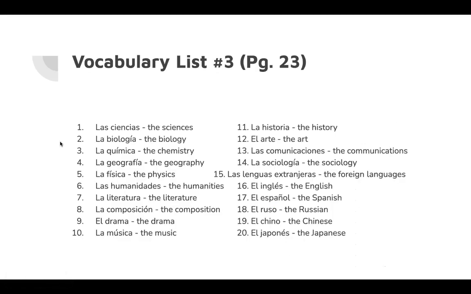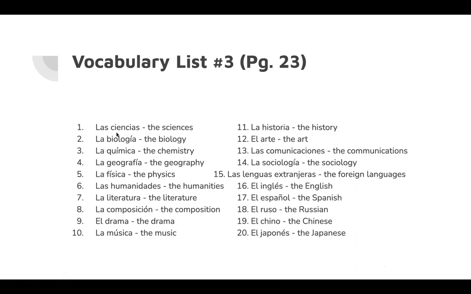I know that this is a little crowded, but I tried to fit them all on the same slide. This is vocabulary list number 3, on subjects and things like that, in school and college. It's on page 23 in the book.